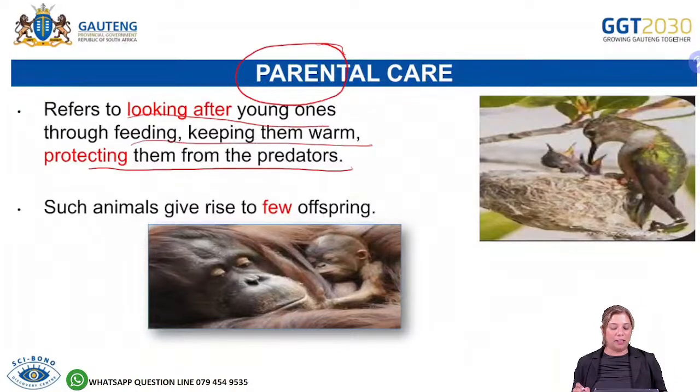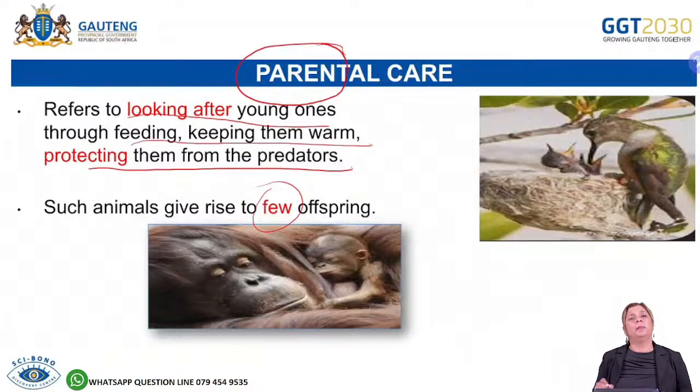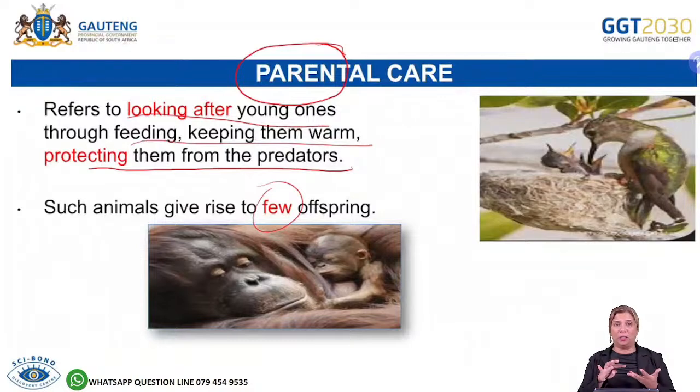Such animals give rise to few offspring, because think about it, it makes sense. If the parents are going to be looking after the offspring and they need to give them food, they need to protect them, if they have fewer offspring, they're able to do it successfully. But if you have so many offspring, are you going to be able to give everyone that protection and that care and a good amount of food? No. So therefore, it actually works in the advantage of the mammals and the birds and so forth.